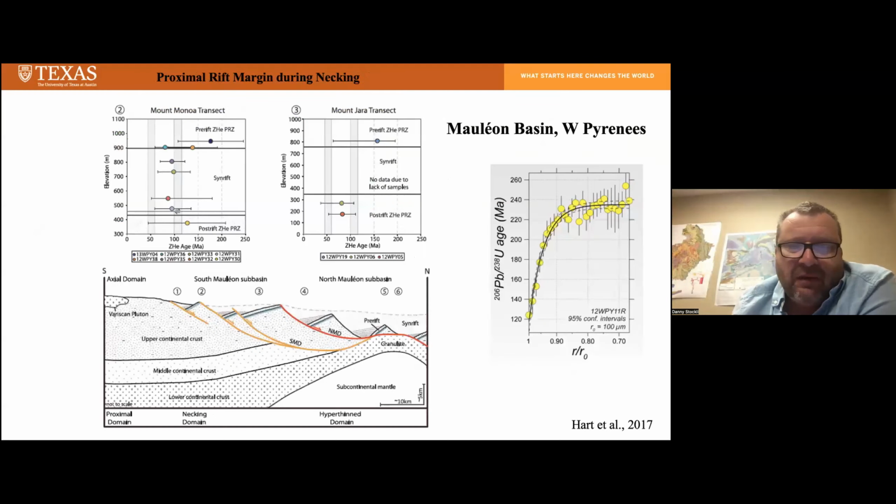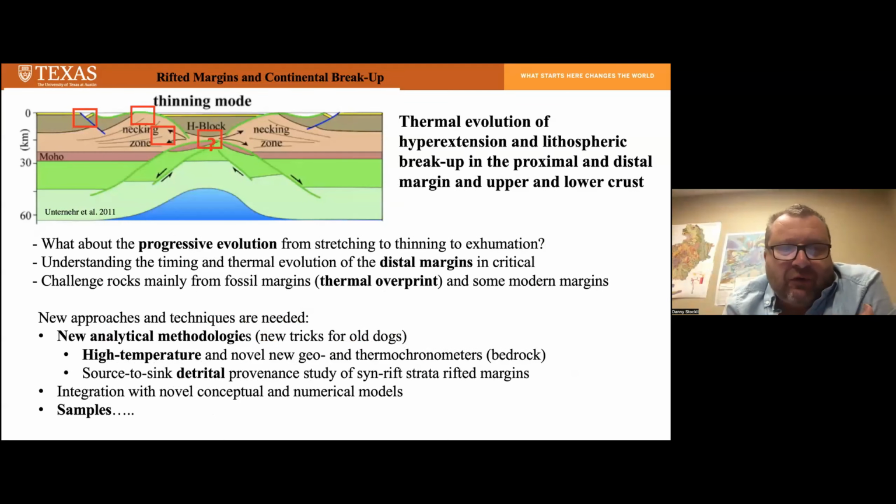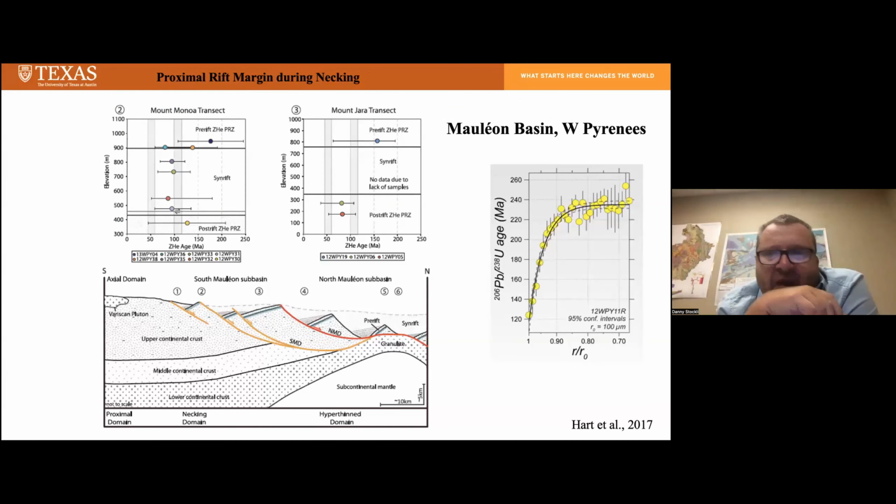And so one of the things we have been doing is looking at progressive rifting in the distal and proximal margins of hyperextended margins as you go from basically the initial rift phase through the hyperextension and thinning phase to mantle exhumation. So that's what I want to talk about here for the remaining minutes.